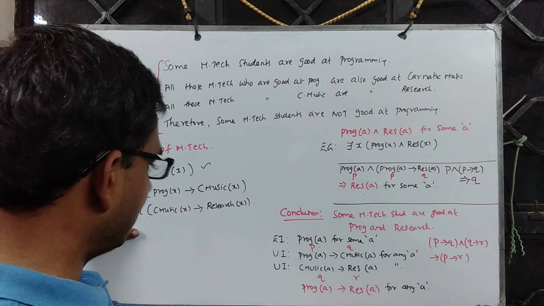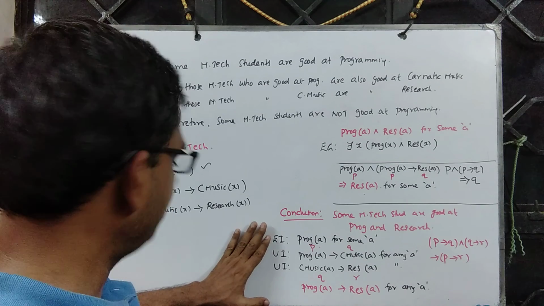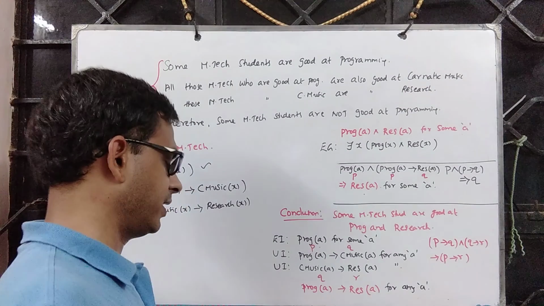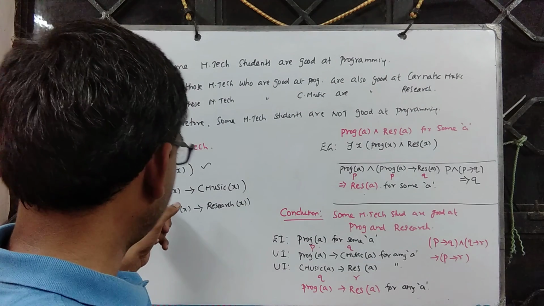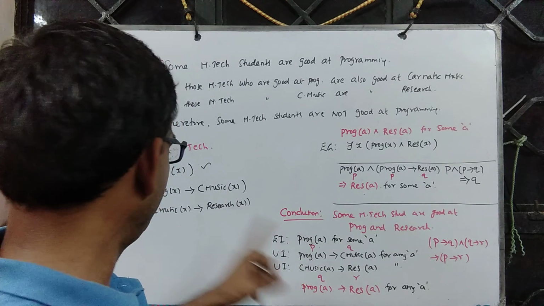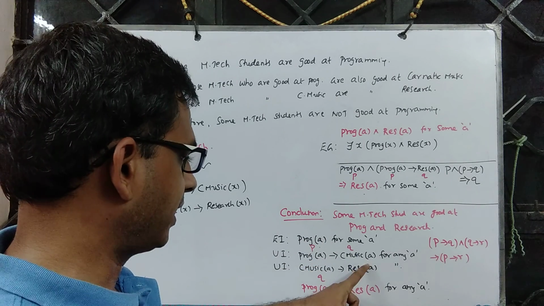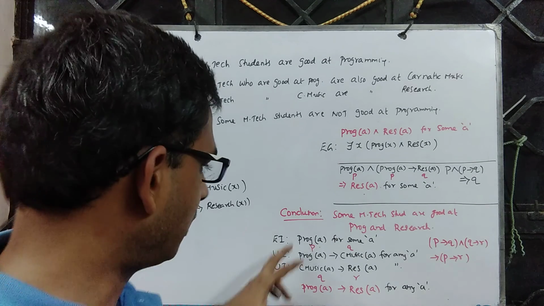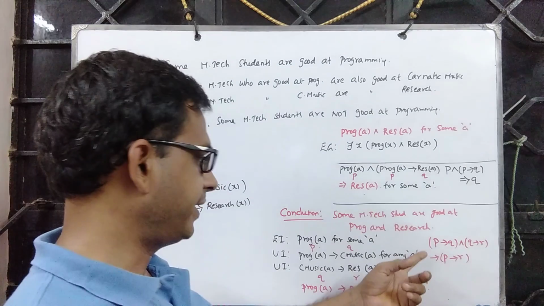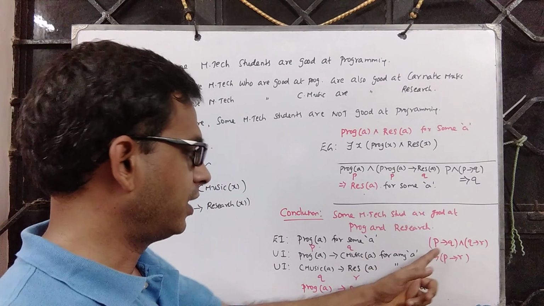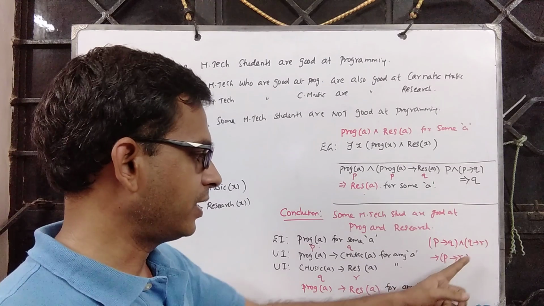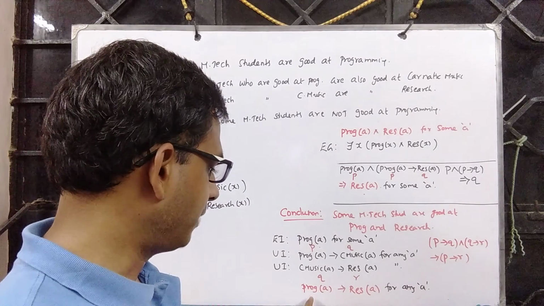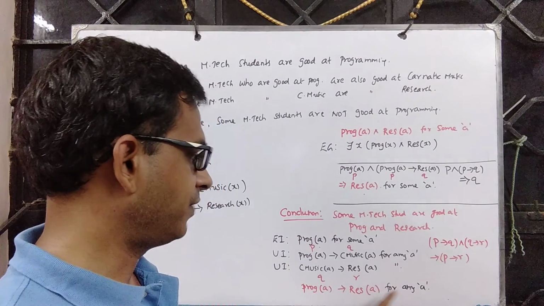So to simplify this, convert this into proposition by employing existential instantiation and universal instantiation. So this says programming of A for some A. This says programming of A implies Carnatic music of A. This says Carnatic music of A implies research of A. Now all are propositions. Use well-known identities to simplify. Here is one: P implies Q and Q implies R implies P implies R. So if you combine this, we get programming of A implies research of A for any A.